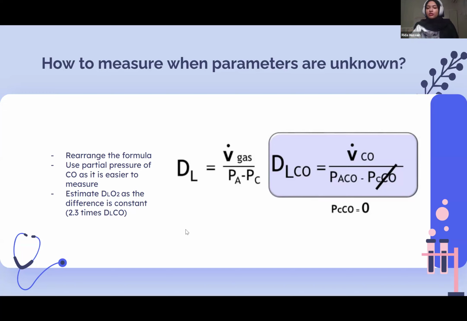So to find out the diffusion capacity of oxygen, you can just multiply your final value with 2.3, or you don't even have to do that. Basically, what Dr. Shem said is that since they are directly correlated, if DL of carbon monoxide increases, then there will for sure be an increase in the diffusion capacity of oxygen as well. Okay? Because the factors are very much correlated.